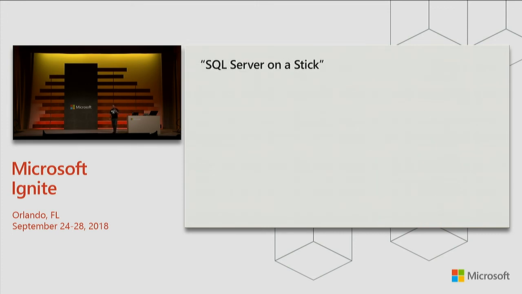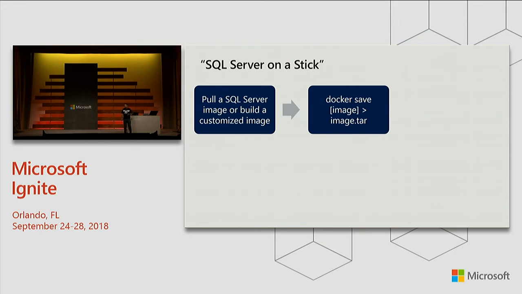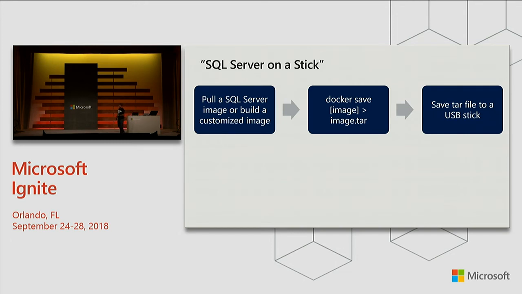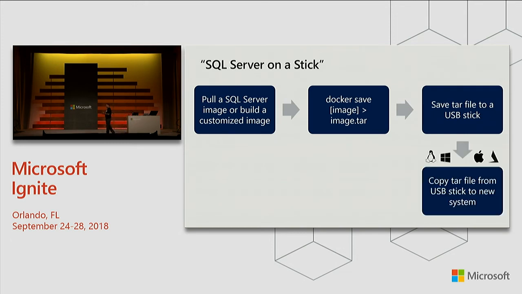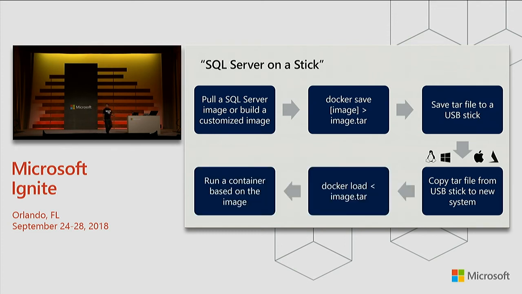So quick concept that I just thought of. Containers are portable. These images are portable. So what about SQL Server on a stick? Could you do something like that? You could build a SQL Server image. You could pull an image or build your own customized image. Docker has a concept called save. You could save the image to a tar file. You could save the tar file to a USB stick. You could then copy that to your laptop or wherever else you want to, or hand it to a friend. You can then load that tar file on that system, and then you can run the container. I'm not kidding. You can now take SQL Server on a flash drive and start carrying it around. I'm assuming you have licenses for it.